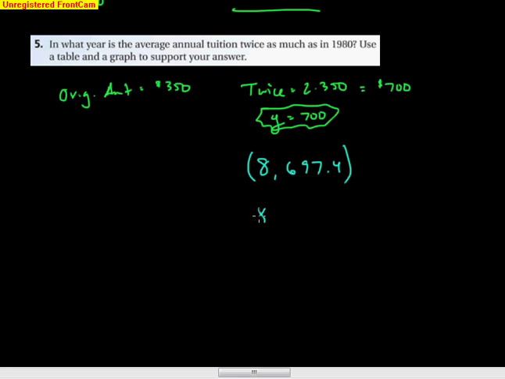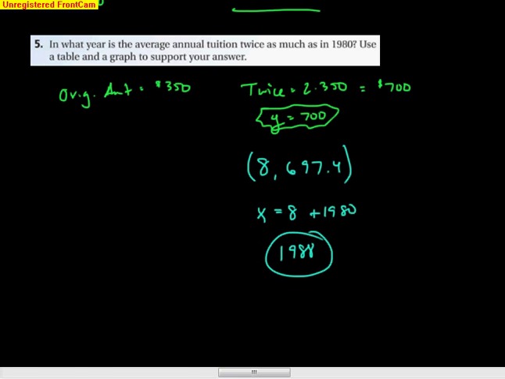So what does that mean? Well, the x value is 8. And that's not my final answer. I need the year. Remember that this is the years since 1980, so add that to 1980. And what do I get? I get the year 1988. That is the year that tuition would be double.